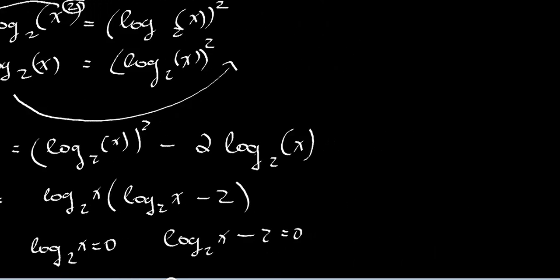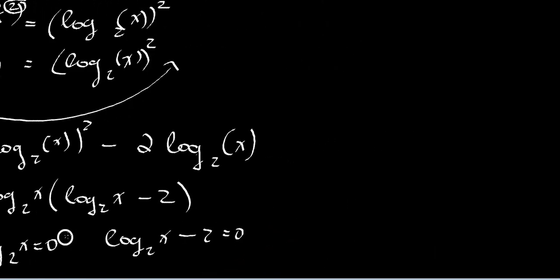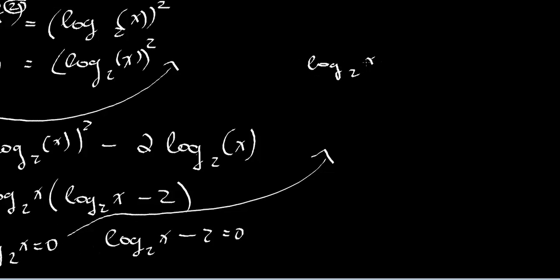Just going to continue right here. This one, we got log base 2x equals 0. Now we can change this to an exponential function. We're saying 2 to the 0th equals x. Well, anything to the 0th power is 1. So our first value is 1.